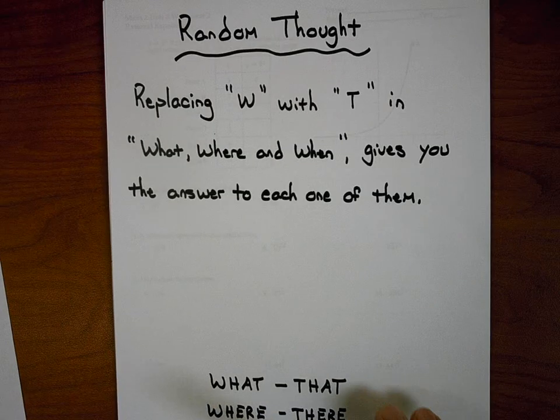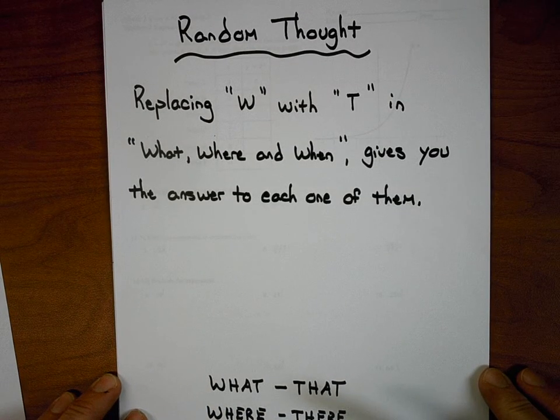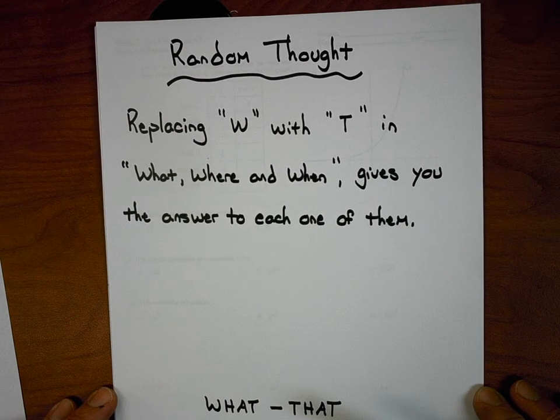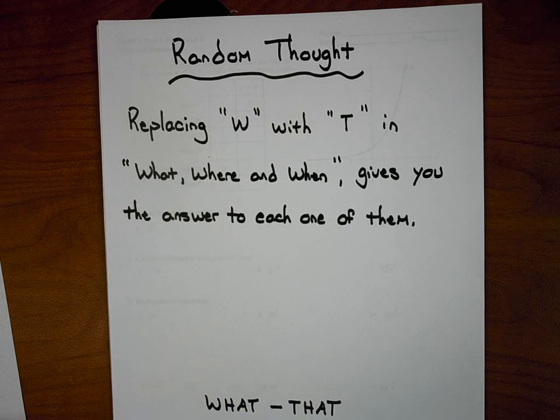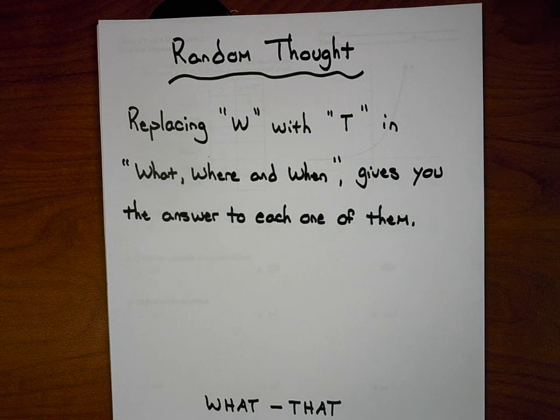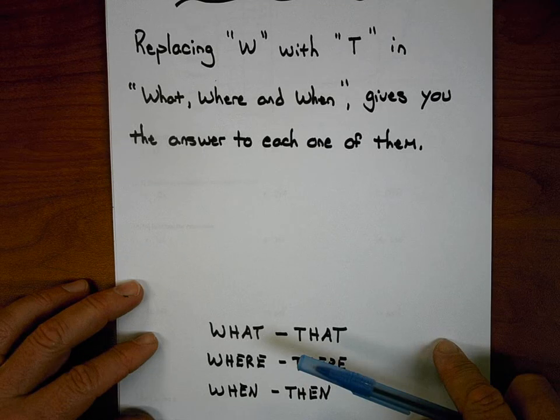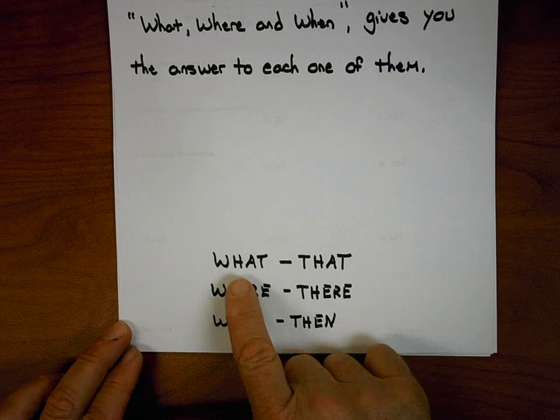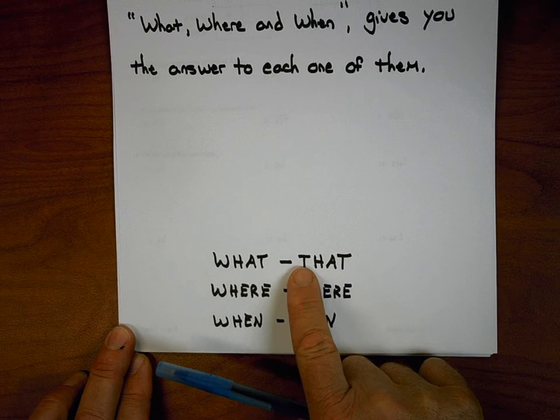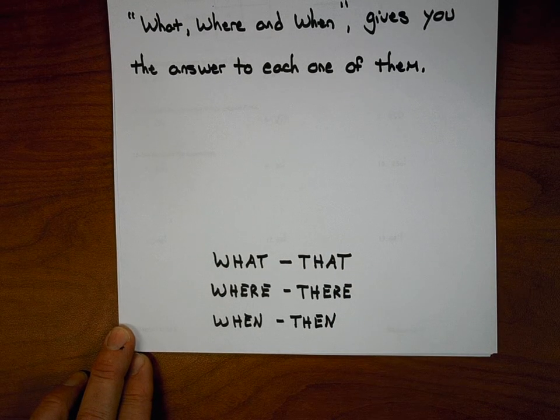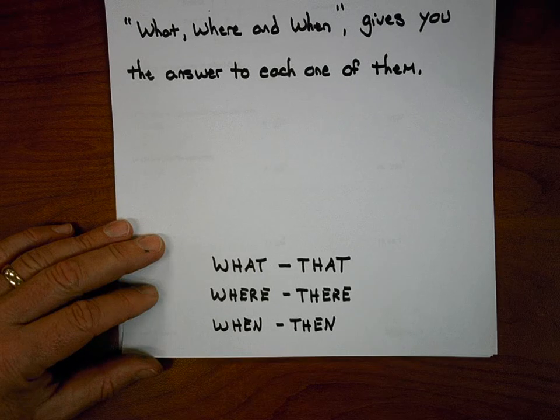Okay, before we get started, Mr. Tretna's random thought of the day: replacing W with T in what, where, and when gives you the answer to each one of them. What? Saying what, Mr. Tretna? Replace the W with T gives you the answer to each one of them.